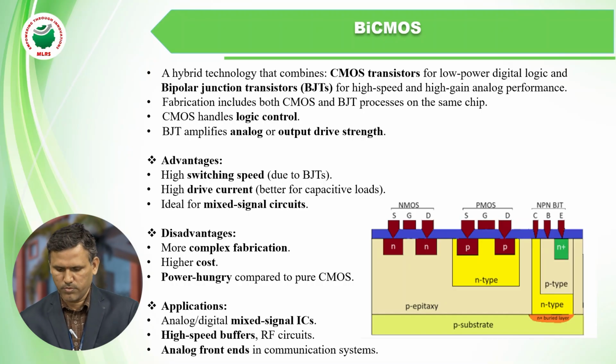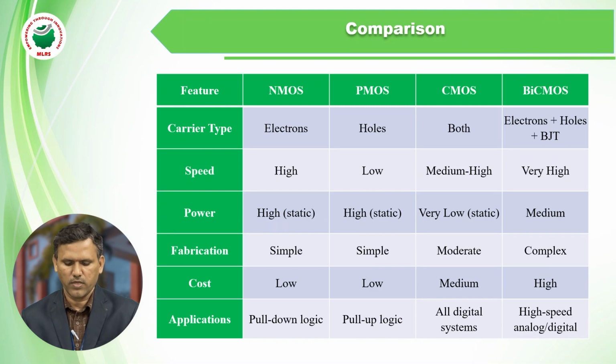Now a comparison between the different technologies: NMOS, PMOS, CMOS and BiCMOS. The features are carrier type, speed, power, fabrication, cost and applications. Carrier type: in NMOS electrons, in PMOS holes, in CMOS both electrons and holes, in BiCMOS electrons plus holes plus BJT. Speed: high speed in NMOS, low speed in PMOS, moderate in CMOS, very high in BiCMOS.